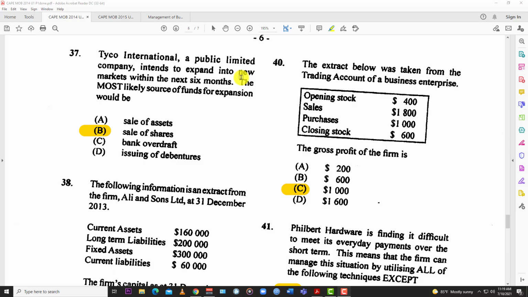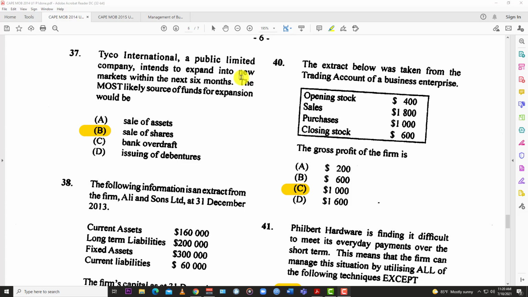37. Tyco International, a public limited company, intends to expand into new markets within the next 6 months. The most likely source of funds for expansion would be, and of course the best answer here is B, the sale of shares. That's one of the ways you can raise a lot of capital to do things like mergers and acquisitions and expansions. Sale of assets, you might not reach that level to get into a next market. You want a constant flow of your shares and your cash and things like that.